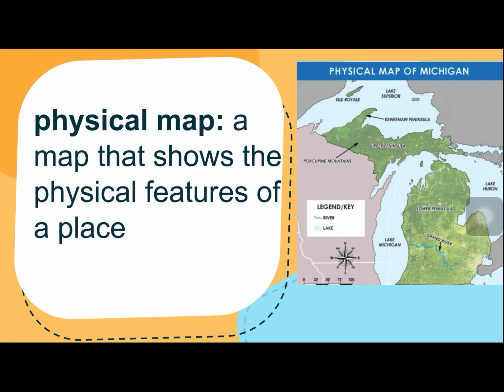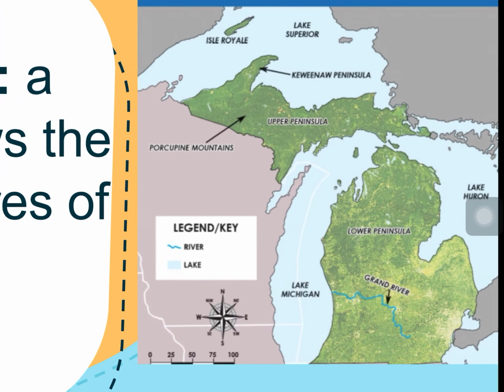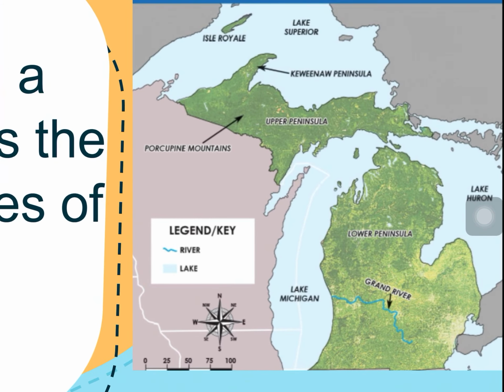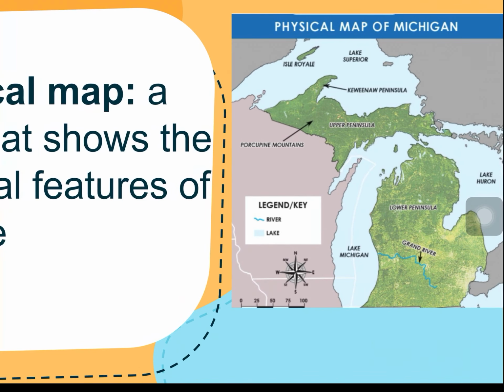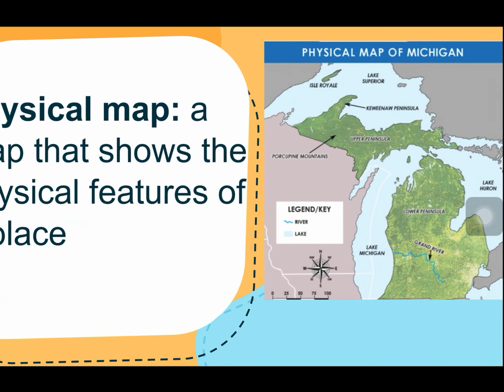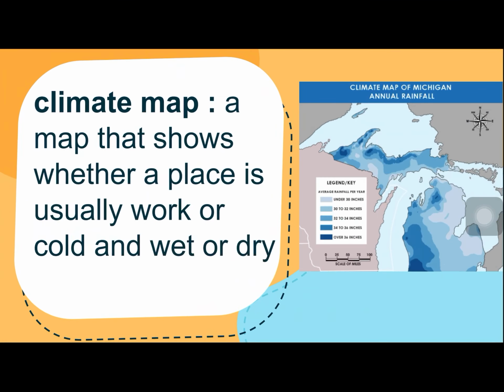Physical map. A map that shows the physical features of a place. So here's another picture of a map, and we're going to look at that key again. And it says rivers are going to be with a blue squiggle line. And then our lakes are going to be light blue, and they are labeled. We know that Michigan has a lot of lakes here. So this physical map is showing us the physical features like a lake or a river that might be seen in Michigan.